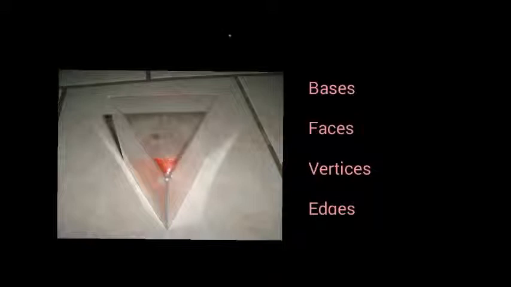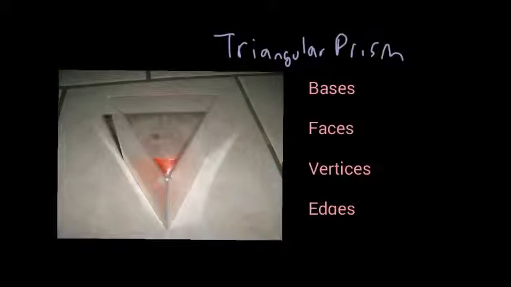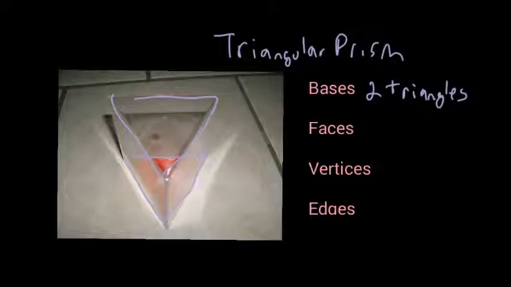Alright, next we have a triangular prism. So the bases here are two triangles. And your bases always have to be parallel to each other. So you notice this triangle is parallel to this triangle. No other part of that shape are parallel. All the rectangles are not parallel.